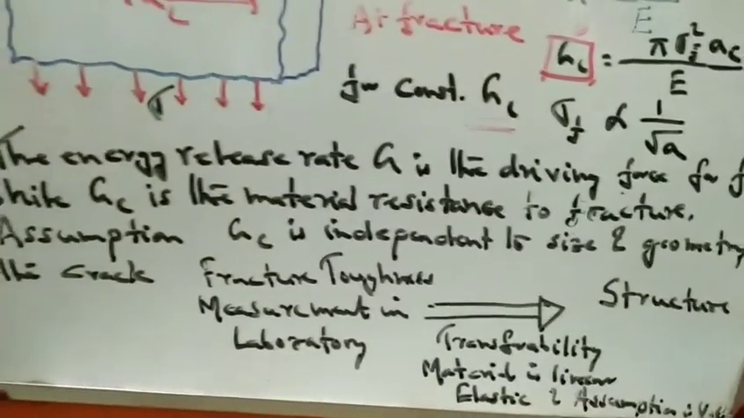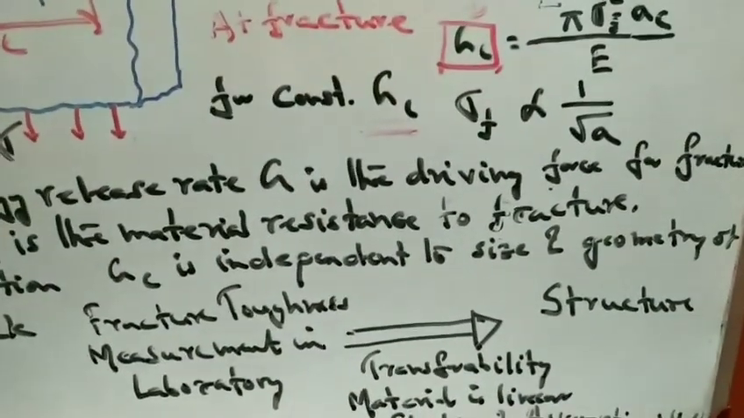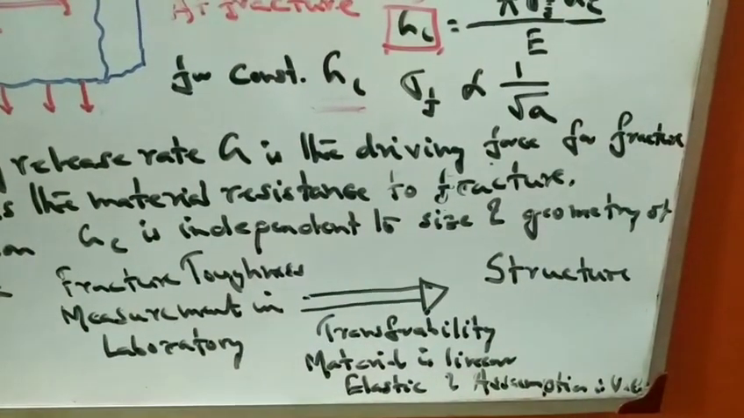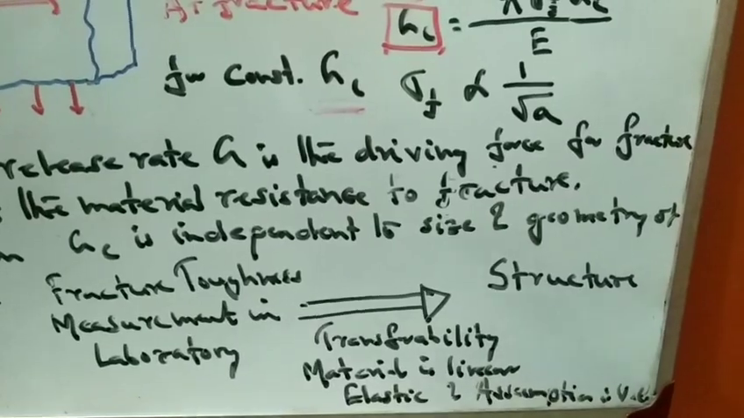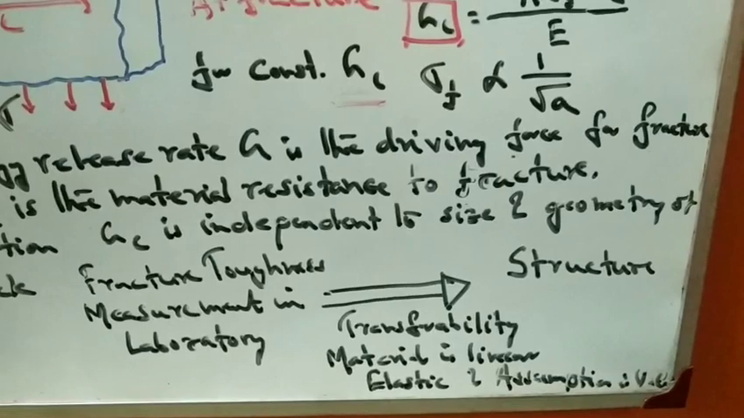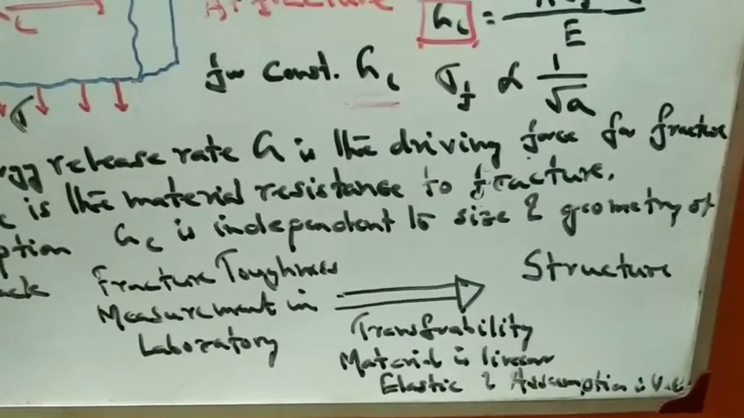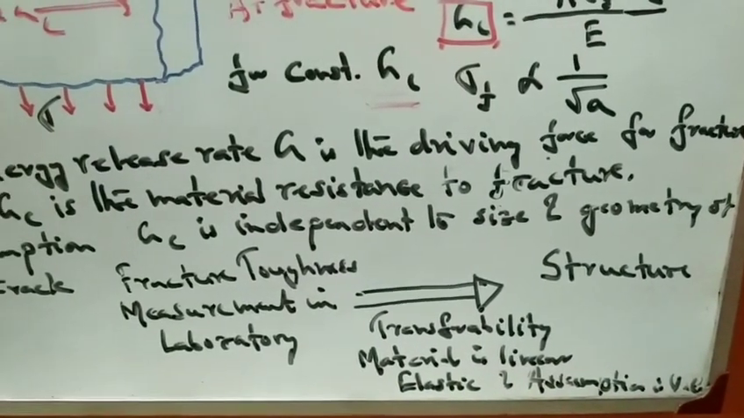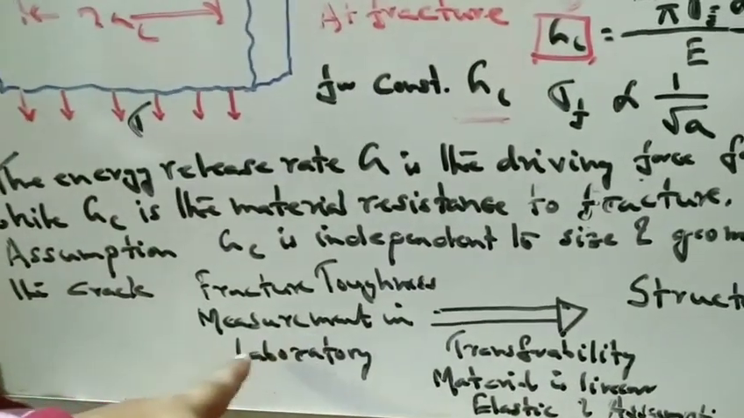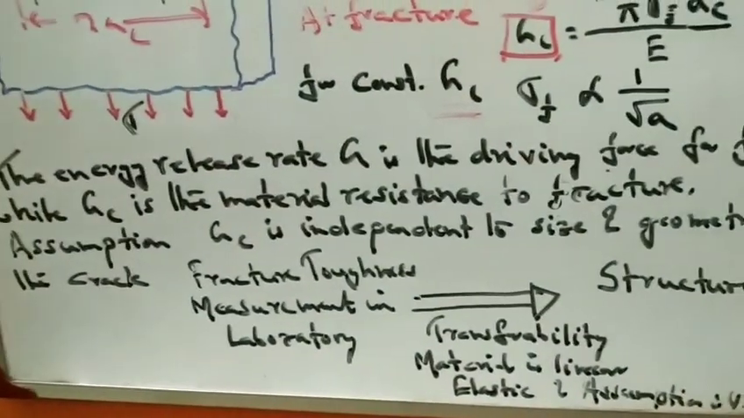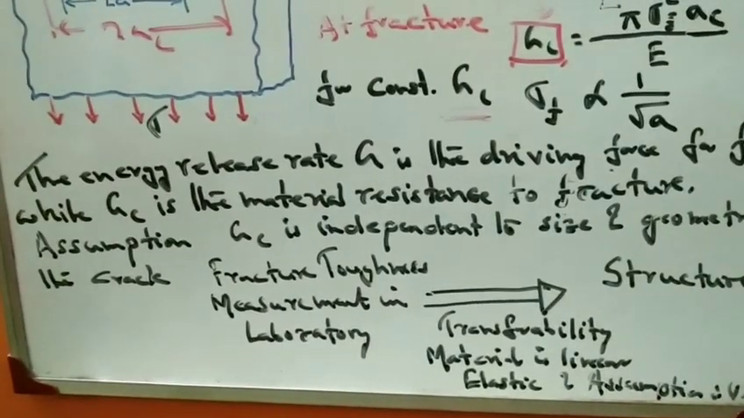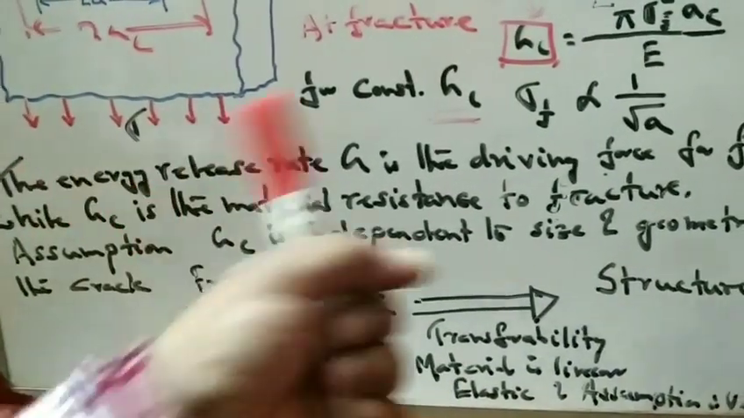And another one is that the material is linear elastic. As I've discussed in the previous article, the material is elastic and also linear. There is no non-linearity. It is not an elastoplastic material. If the material is linear elastic, and if the assumption of Gc is valid, then only can fracture toughness measurement in the laboratory be transferred to the structure, and it is called the transferability from the specimen level to the component level.